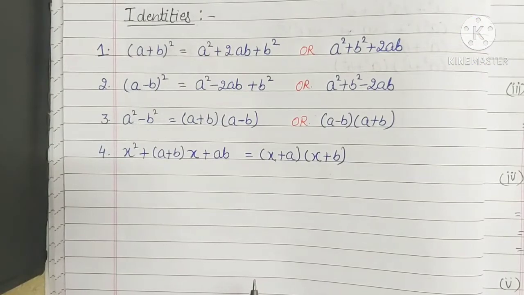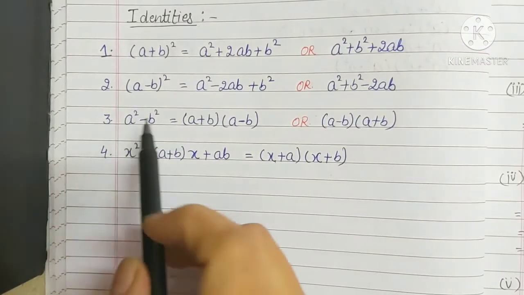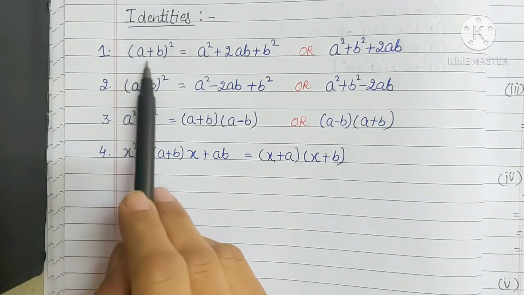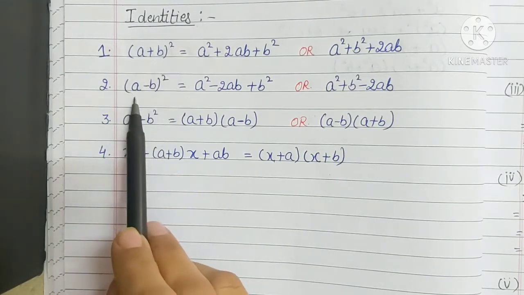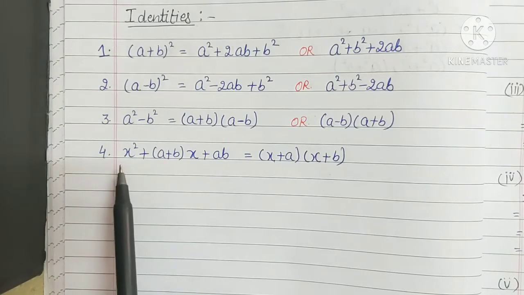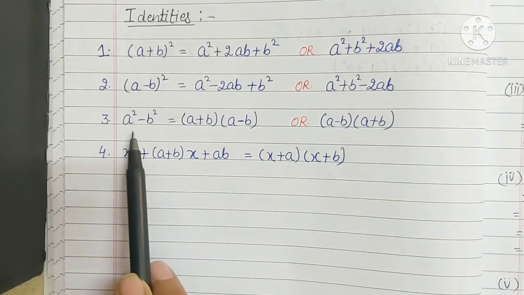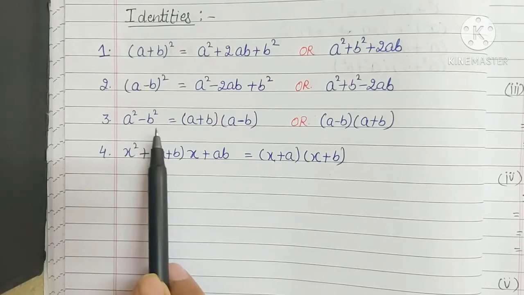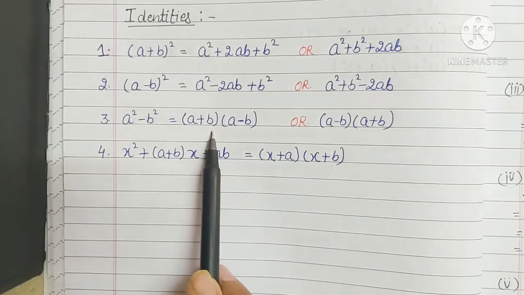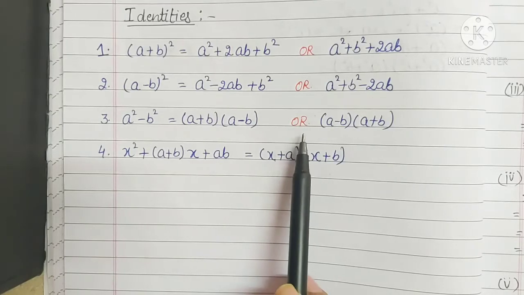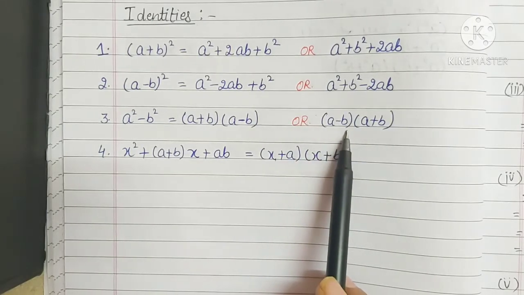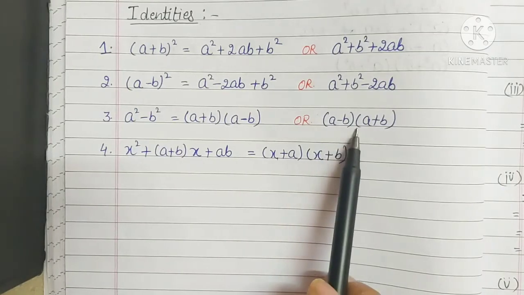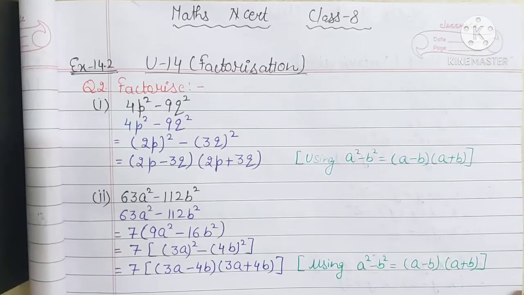Hello dear students. Earlier we did questions related to these two identities, the identity (a plus b) whole square and (a minus b) whole square. Now we are going to do questions related to this identity, that is a square minus b square is equal to (a plus b)(a minus b), or we can say it is equal to (a minus b)(a plus b). So let's start the questions related with this identity.